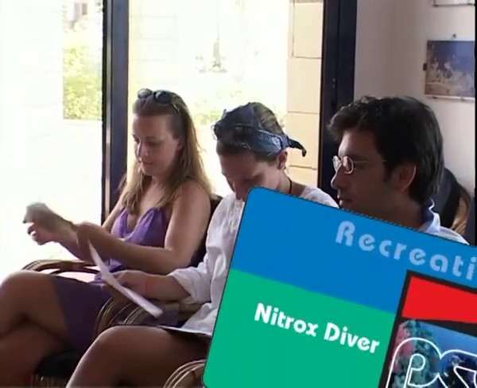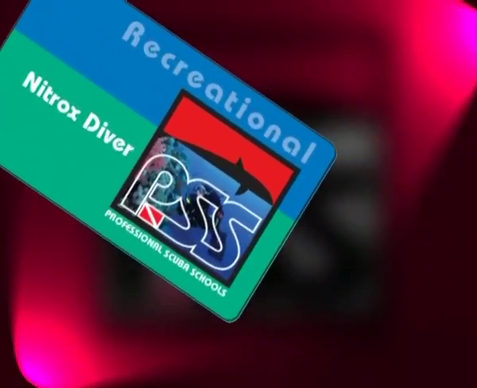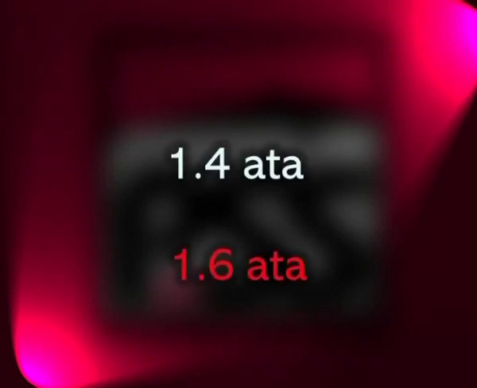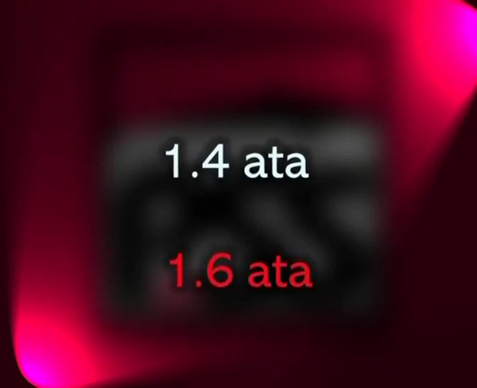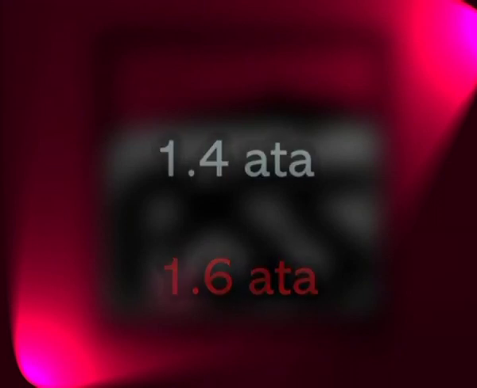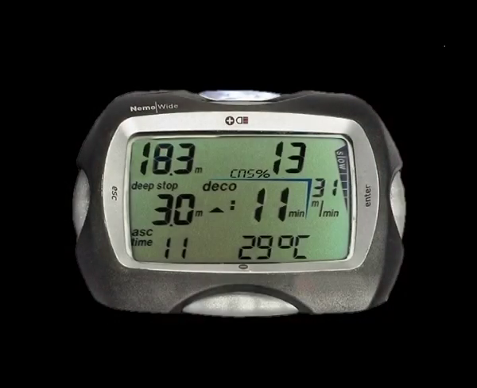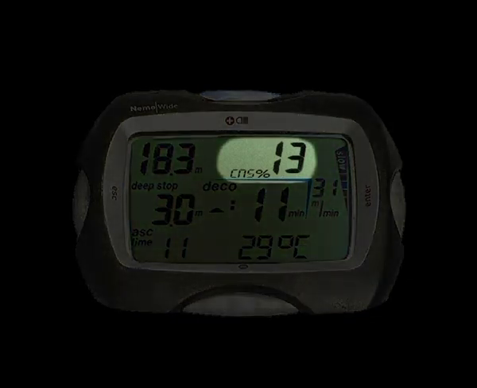How to work this out is a subject dealt with on the PSS Nitrox Diving specialization courses. For now, it is enough to know that you must not exceed the partial pressure of 1.4 ATA and that the nitrox dive computers will show the percentage of oxygen exposure on the display.